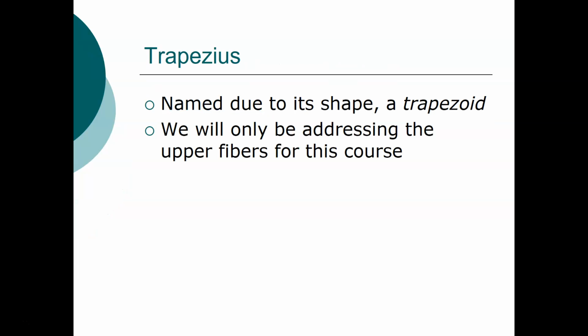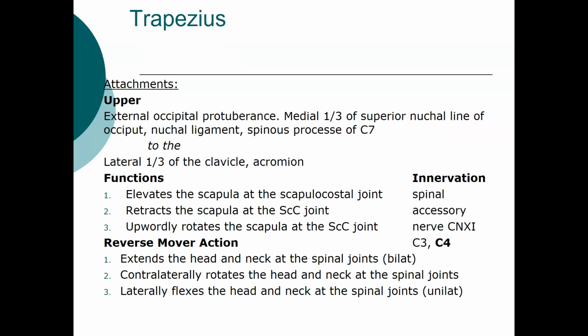So the first muscle we'll be taking is trapezius. It is named due to its shape. It's considered to have a trapezoid shape. For this course, we'll only be talking about the upper fibers. There are a middle set of fibers and a lower set of fibers that are related to this muscle, but they'll be talked about in Clinical Anatomy 2, because they relate more to the shoulder than the back, or the axial skeleton. So we will only be doing the upper fibers.